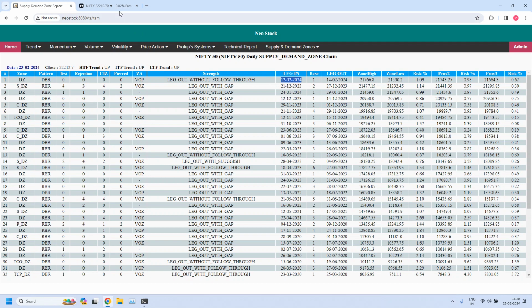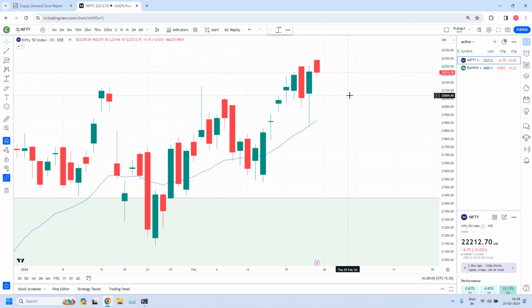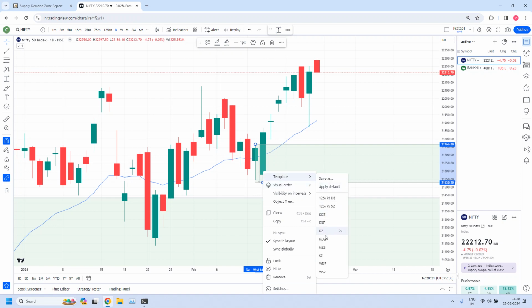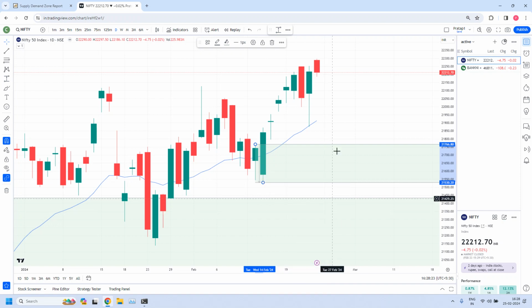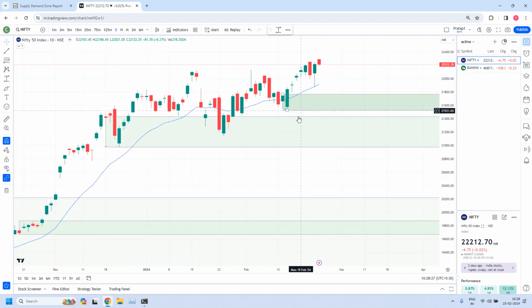So 12th February, I'm changing the time frame to daily. So this is the 12th February. We have a drop candle, and then we have a base candle, and then we have a rally candle. So let me draw the daily zone. Let me change the color to daily demand zone. So here we have a daily demand zone.